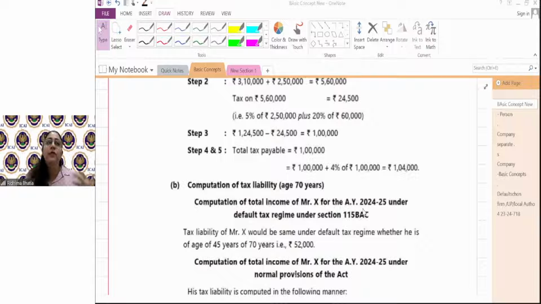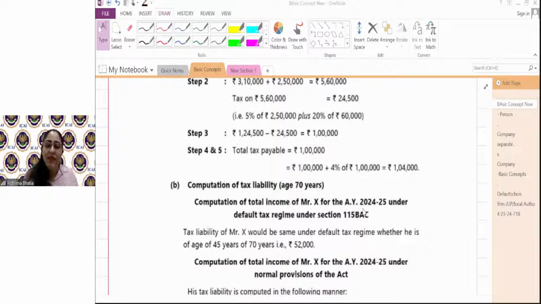Reason is pretty clear: the intent was to make agriculture income exempt. But at the same time, the intent was to empower the farmers, not those people who are having agricultural income also and other incomes also. Okay, that's why it's a concept which was introduced.